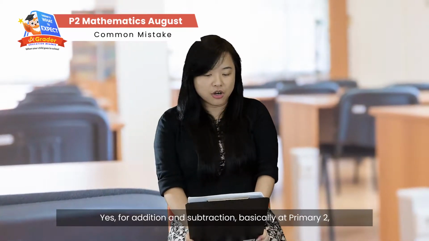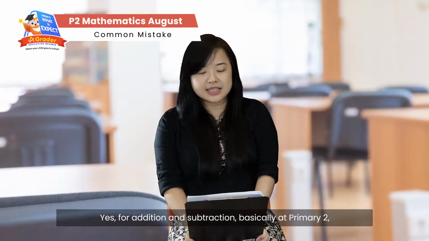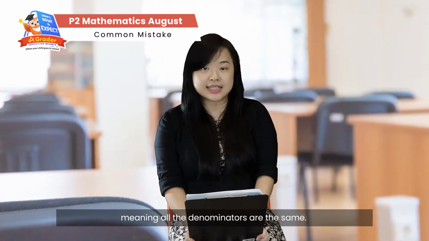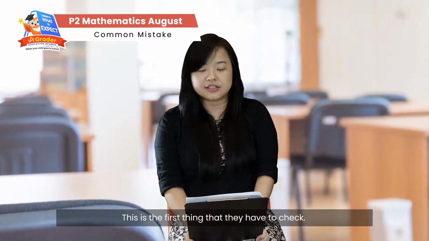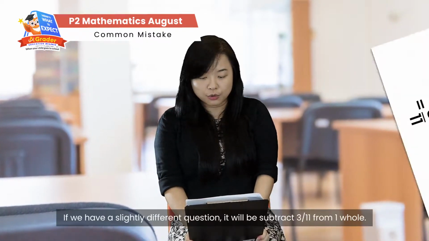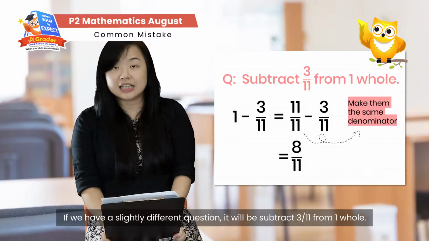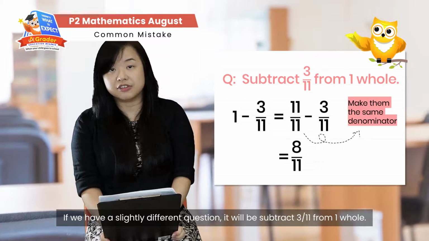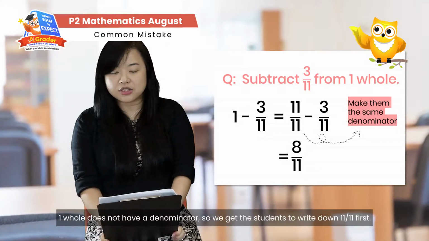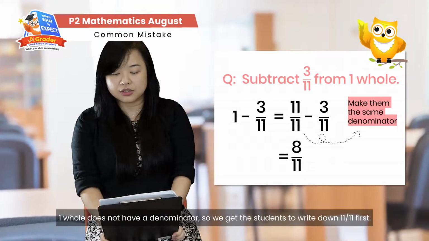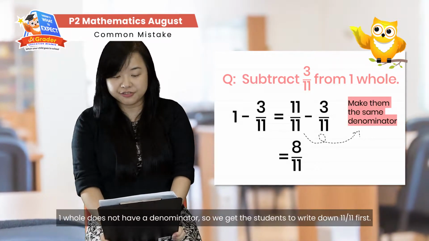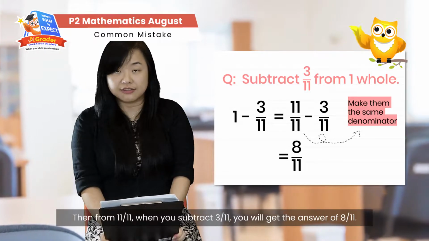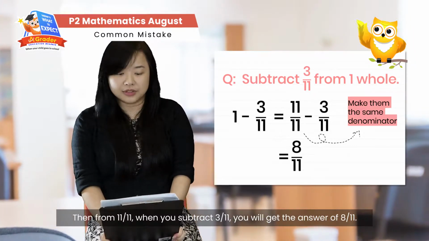Yeah, so for addition and subtraction, basically at P2 they will only deal with like fractions, meaning all the denominators are the same. So this is the first thing that they have to check. If we have a slightly different question, such as subtract 3 over 11 from 1 whole, 1 whole does not have a denominator, so we get the students to write down 11 over 11 first. Then from 11 over 11, when you subtract 3 over 11, you will get the answer of 8 over 11.